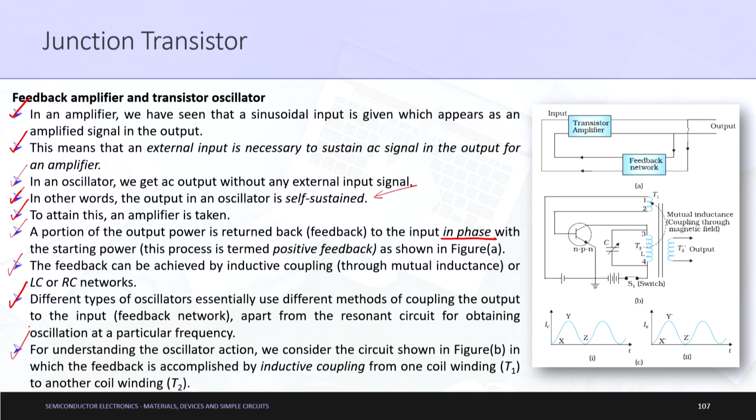For understanding the oscillator action, we consider a circuit as shown in figure B. Let us understand this figure B first of all, and then we will move forward, in which the feedback is accomplished by inductive coupling from one coil winding to another coil winding T2. Let us suppose this is the first coil winding T1 and this is the second coil winding T2. I will just try to explain this diagram here.